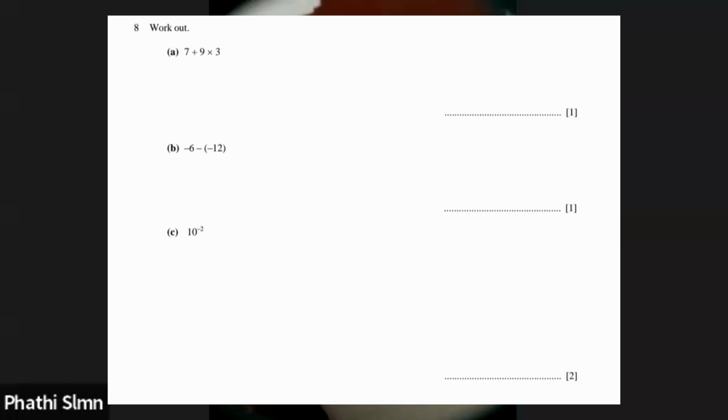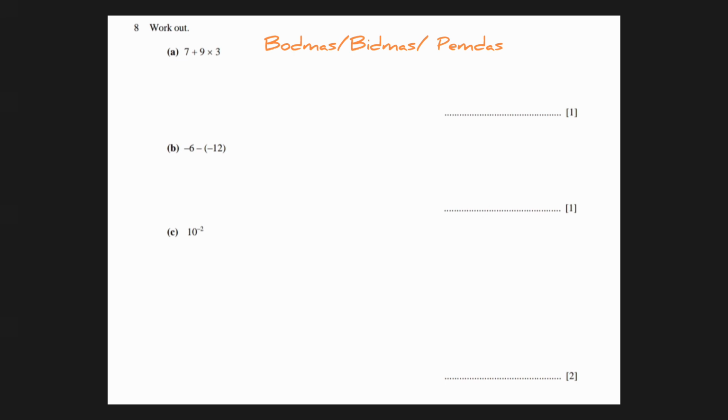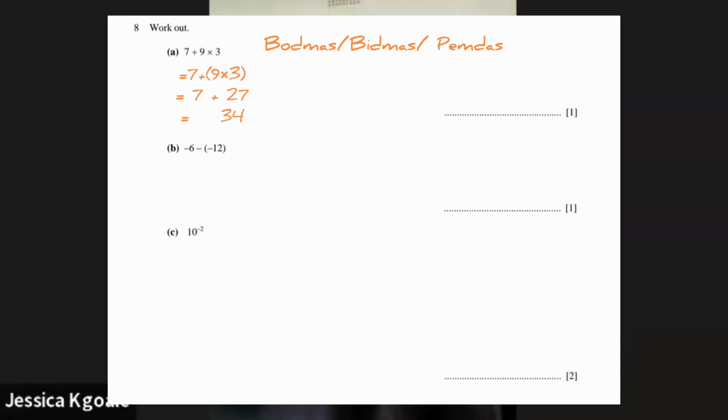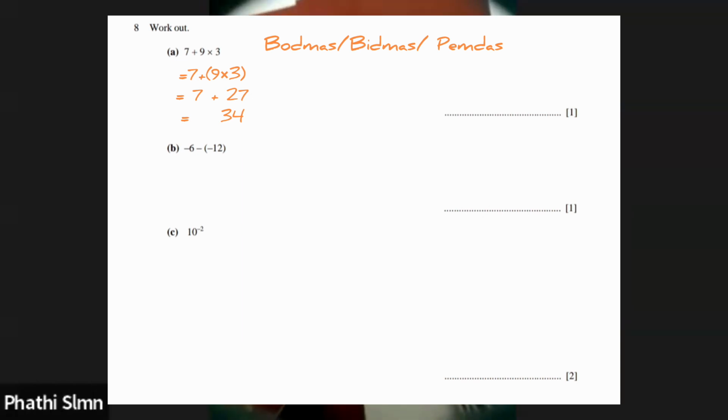Question 8. What comes into your minds whenever you see such questions? We use BODMAS, or PEMDAS, either one, it will give you the same answer. We've got an addition sign and multiplication. What are we going to deal with first? Multiplication. So if we've got 7 plus 9 times 3, we are going to deal with this first.